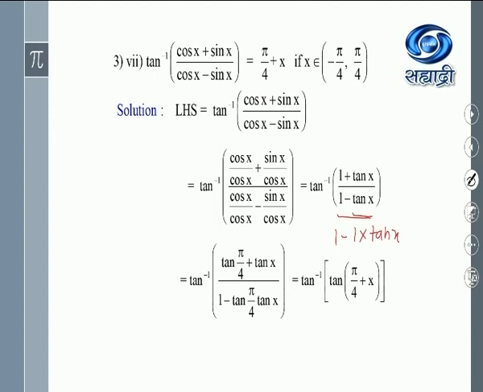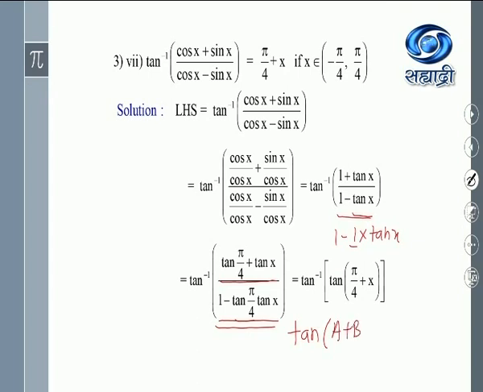I'll tell you why we want this form. 1 into tan x. This 1 we replace by tan pi by 4, right? Because tan 45 is 1. So the form we got is tan A plus tan B upon 1 minus tan A tan B. And this is the formula for what? Tan of A plus B.